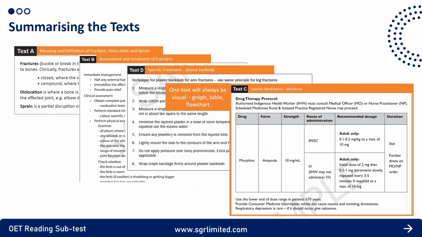Remember that one or two texts will contain a numerical or visual text. This could be a table, a flowchart, or a graph. Candidates won't be asked to make any calculations, but to just simply find the answers based on that visual text.